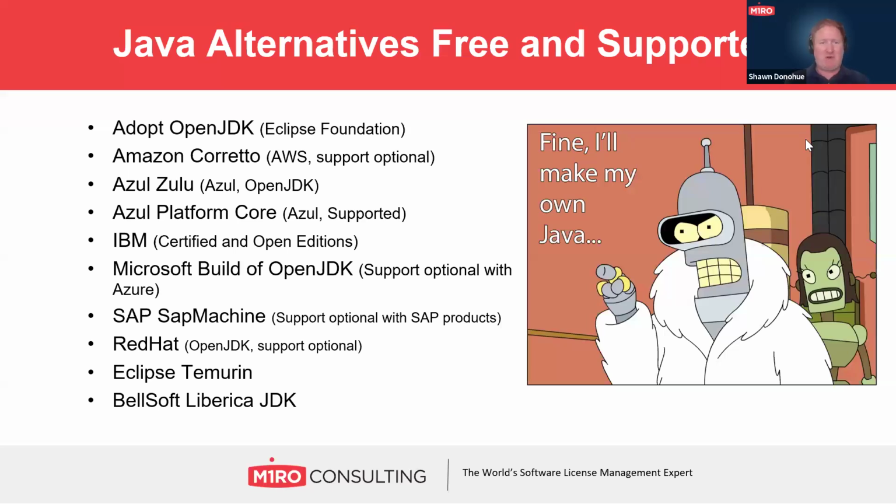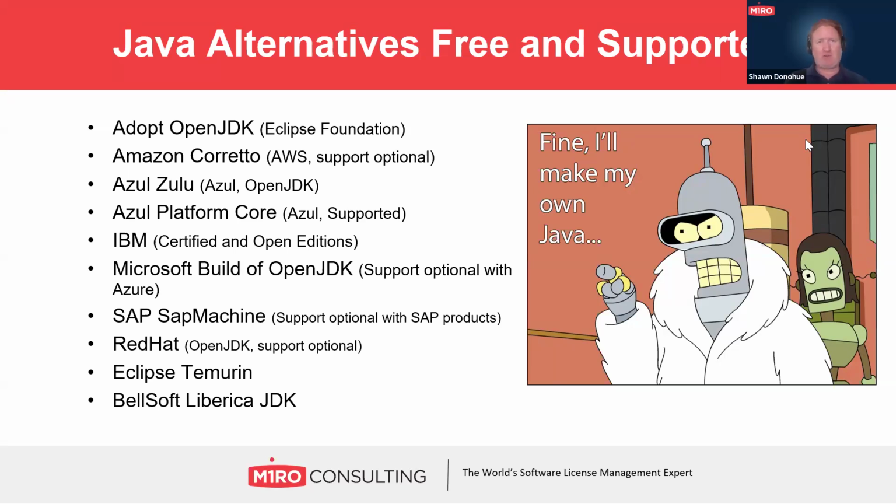They change sometimes, so I'm not going to get into which is which, but there are a lot of other options out there. Pretty much as soon as Oracle announced they were going to make Java paid, a lot of large organizations like Microsoft, IBM, and Amazon all said, okay, we're going to make our own version of Java. So those are all there. Those are all open source.